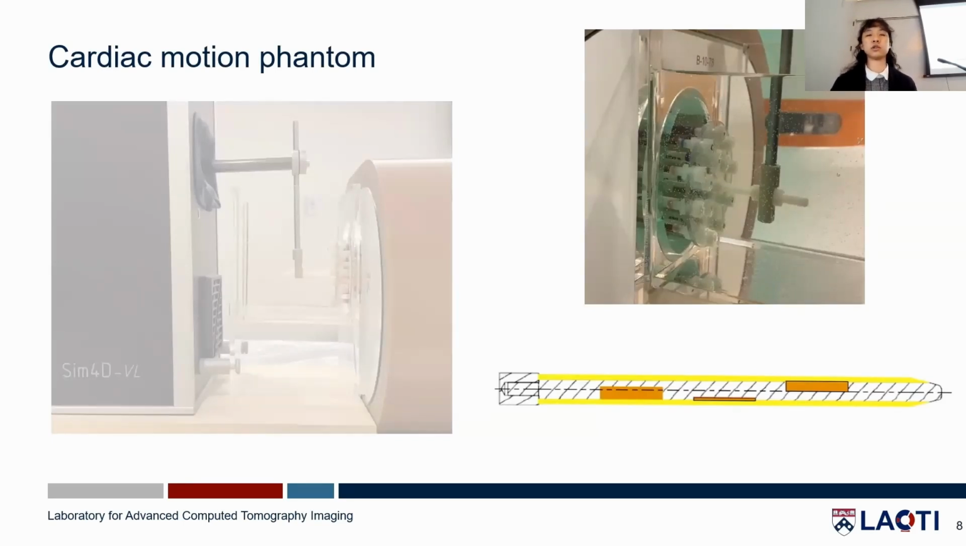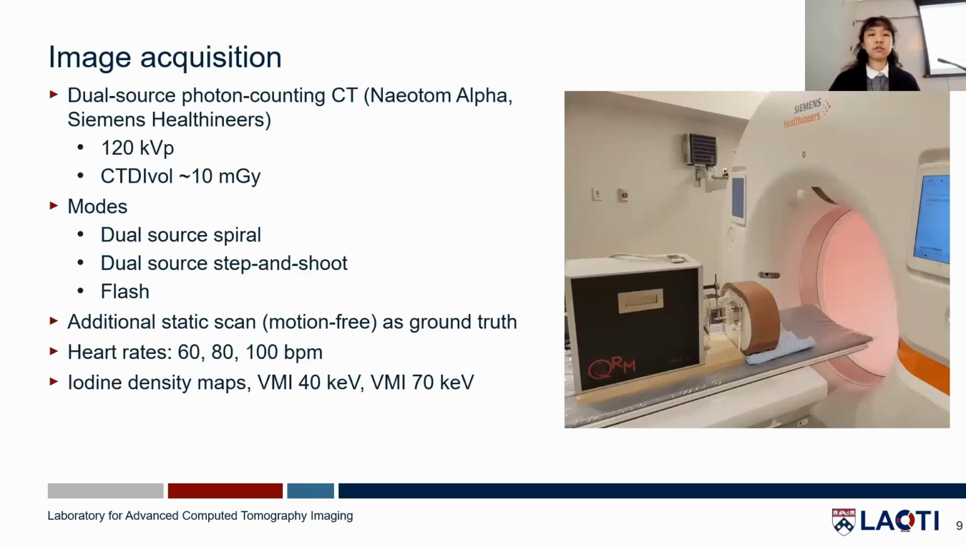Here we evaluate a stenosis of 50% with a fibrofat plaque. For the image acquisition, we use a dual source photon counting CT at 120 kVp at a dose of approximately 10 milligray, and we investigate all 3 modes: dual source spiral, dual source step and shoot, and flash. We also acquire an additional static scan as a ground truth that we later used for comparison, and modulated the simulator to 60, 80, and 100 beats per minute. For each of these scans, we acquire the iodine density maps, and the virtual monogenic images at 40 keV as well as at 70 keV.